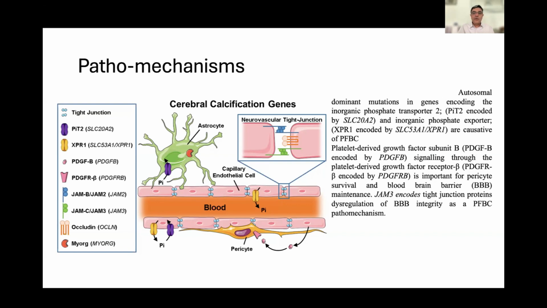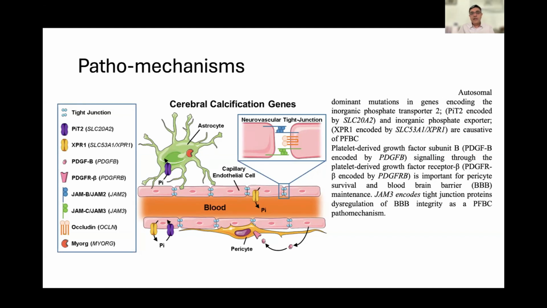Now, what we know about brain calcification is that a lot of the problems happen in this area, particularly in the cells that surround the blood vessels and separate them from the brain tissue. And I'll tell you a bit more about it. So all the genes that we have, a lot of them have problems in this area, and that's the reason why the calcium would deposit.